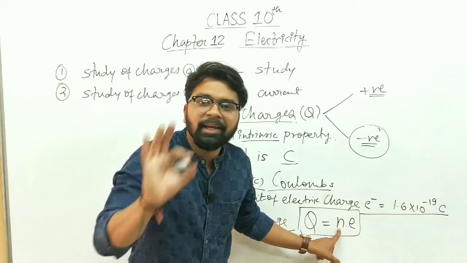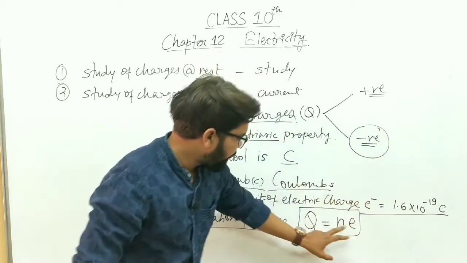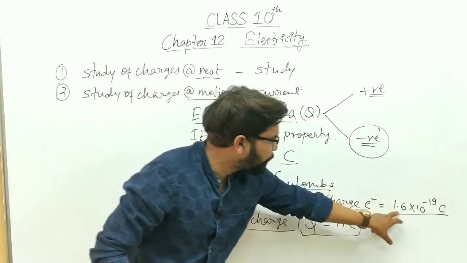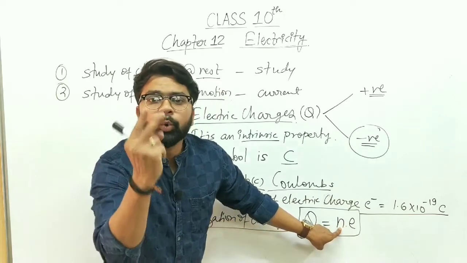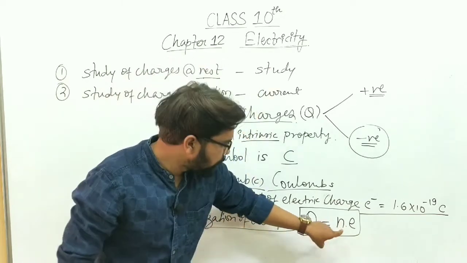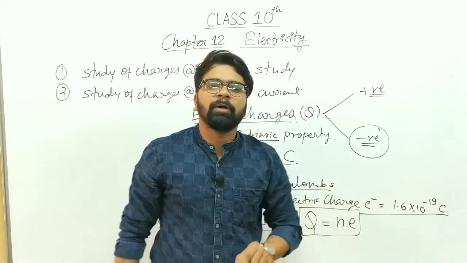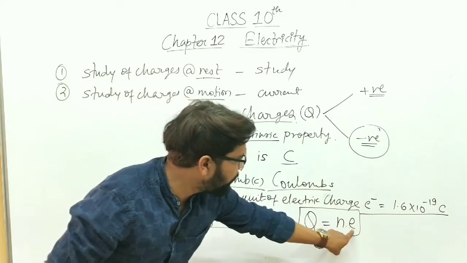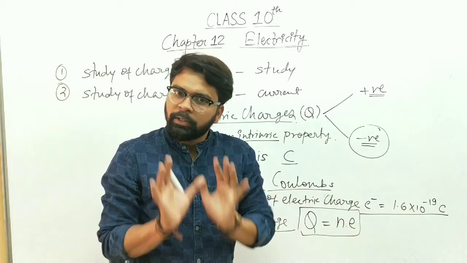N is a number, like 1, 2, 3, 4, 5, any number. And E is the smallest unit of electric charge, 1.6 cross 10 to the power minus 19 Coulomb. So if someone says two charges are moving from that place to this place, you write 2 into 1.6 cross 10 to the power minus 19 Coulomb. So Q is equal to N into E. This is the quantization of charge. Hope this is clear to all of you.